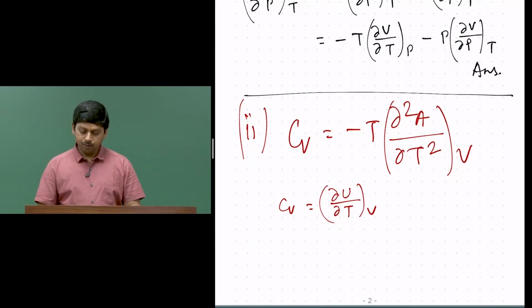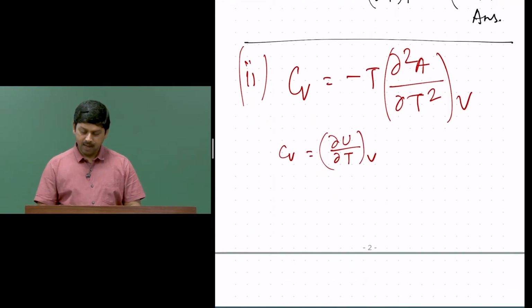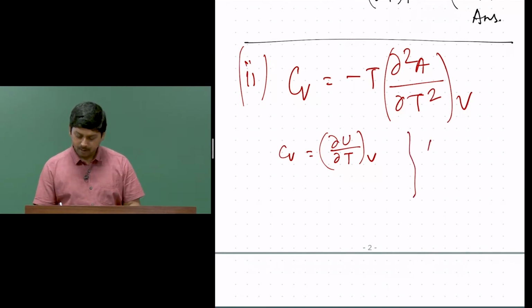So, we have to understand that when we write C V as del, that means we have to get first del A by del T, then only we can get the second derivative with respect to V, right. So, del A by del T.